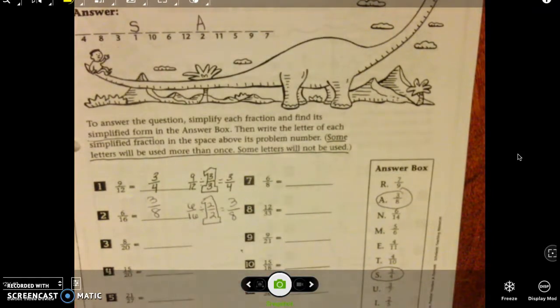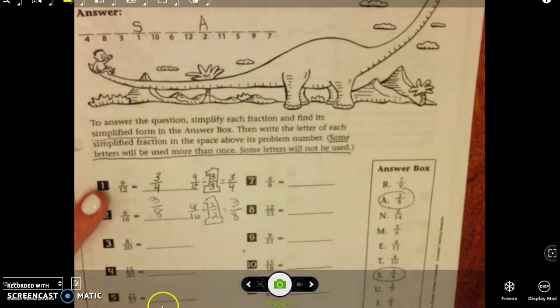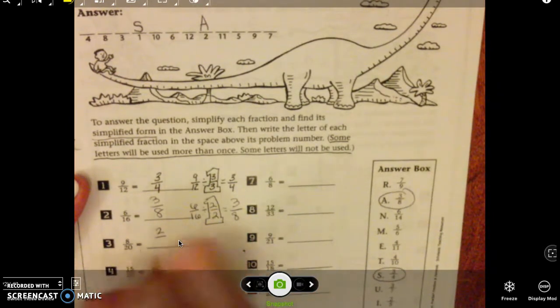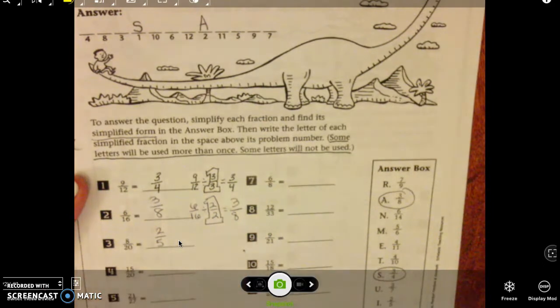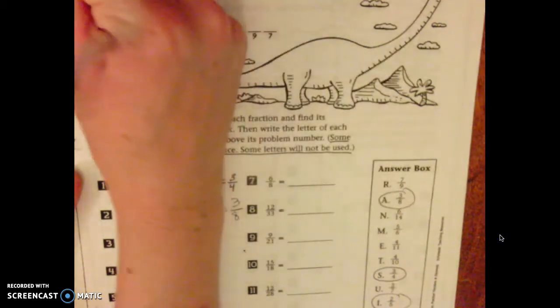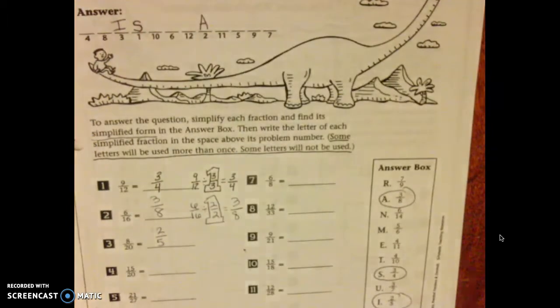8/20. I want to think of a number that goes into 8 and 20. I know that 4 goes into 8 and 20. So I'm going to divide 8 by 4, which is 2, and 20 by 4, which is 5. Here's 2/5. It's all the way down here. So that is going to be my answer. It is I, and then any place there's a 3, I'm going to put an I. Here we go. And then you just go on, so on and so forth throughout the whole thing.